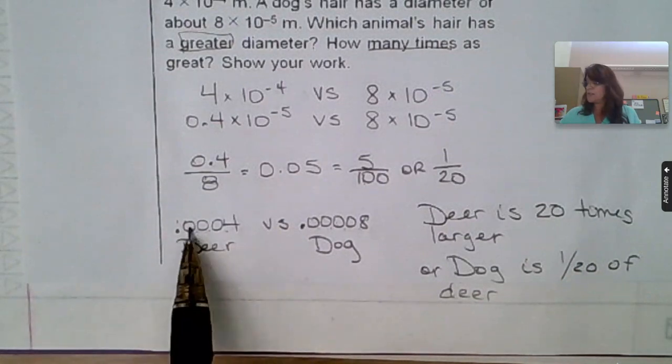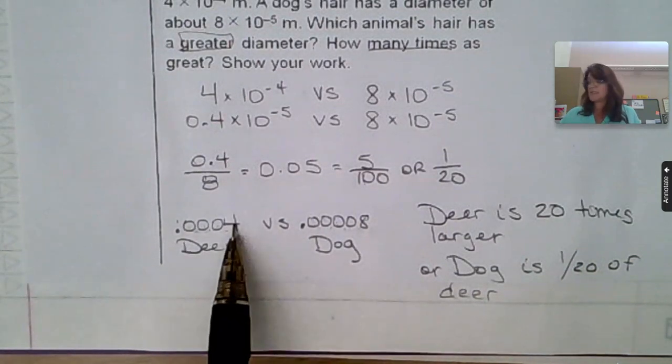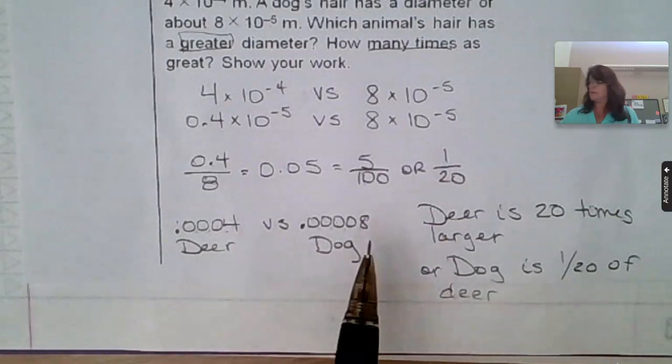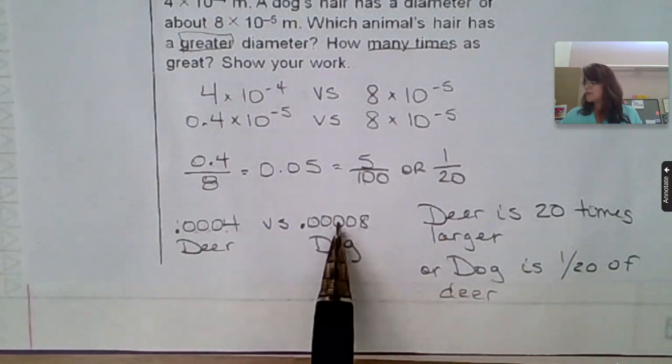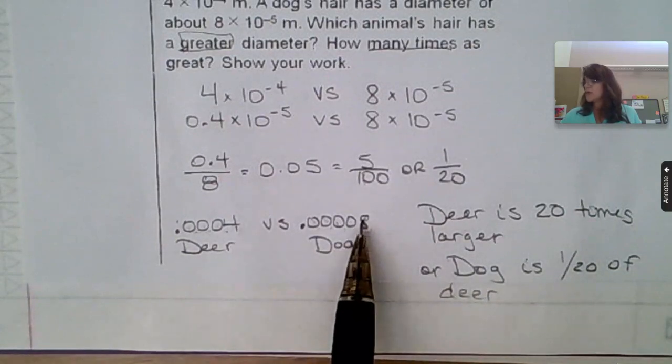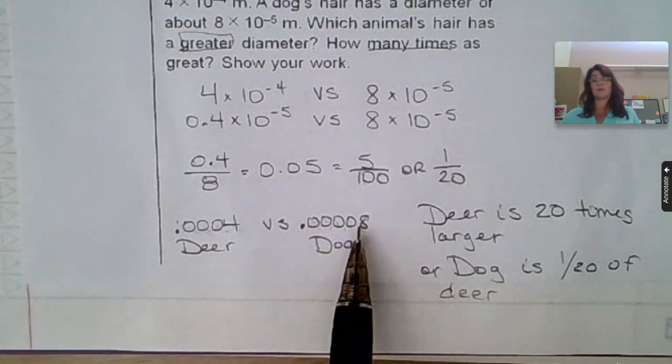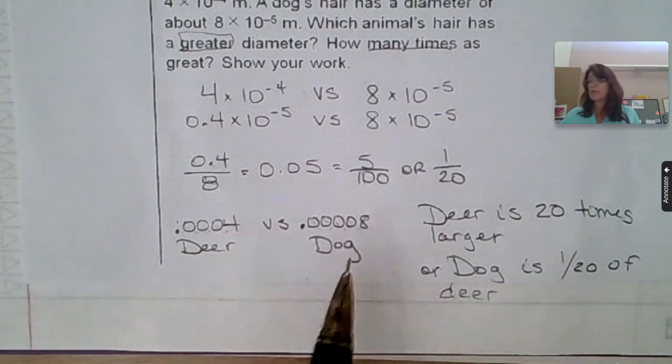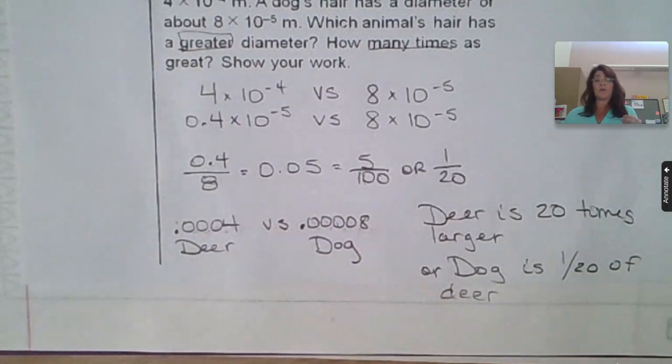because look how many fewer place values it is. Okay? Tenths, hundredths, thousandths, 10,000ths. Tenths, hundredths, thousandths, 10,000ths, 100,000ths. Okay, so please make sure that you're really looking at that with critical thinking skills.